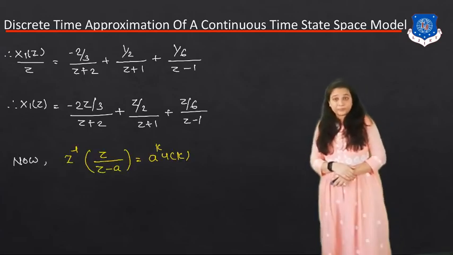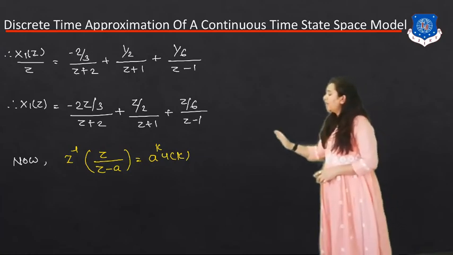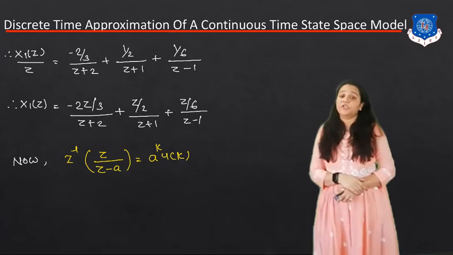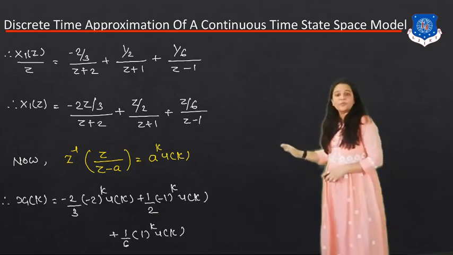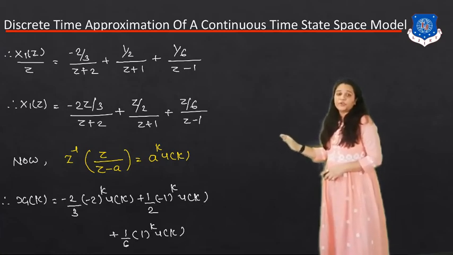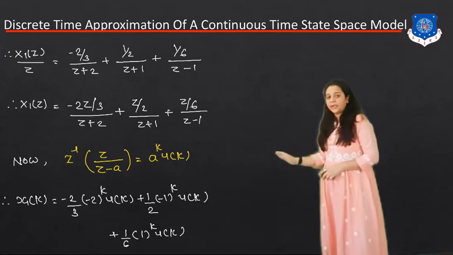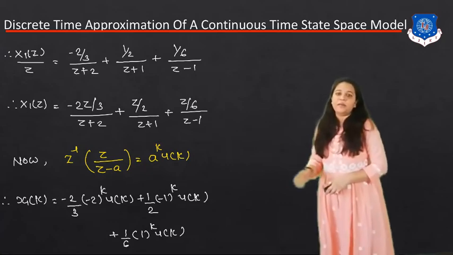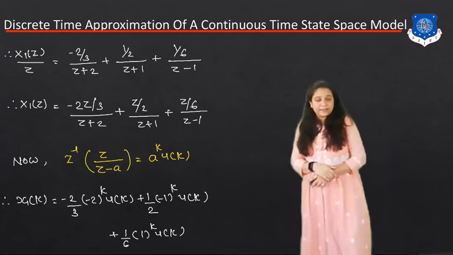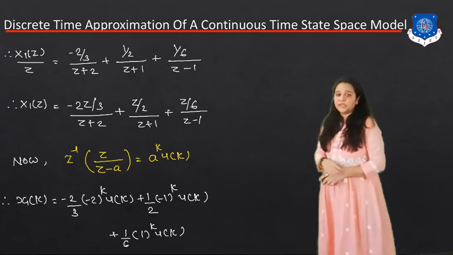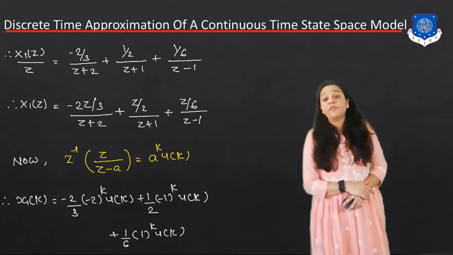Now what is the equation of inverse z transform? Inverse of z upon z minus a is equal to a raised to k u of k. So the X1 of k is equal to minus 2 by 3 as it is, z upon z plus 2 is minus 2 raised to k u of k, plus 1 by 2 as it is, and minus 1 raised to k u of k, and plus 1 by 6 as it is, z upon z minus 1 is equal to 1 raised to k u of k. So this is the answer of X1 of k.